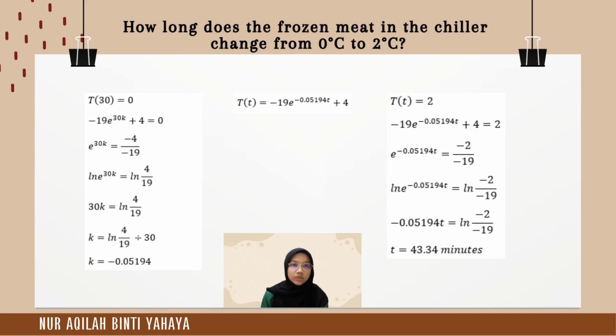After that, we can answer the question: how long does it take for the frozen meat in the chiller to change from temperature 0 to 2? We can use the equation that we got and set it equal to 2. And we get t equal to 43.34 minutes. That means the frozen meat in the chiller changes from temperature 0 to 2 at 43.34 minutes.